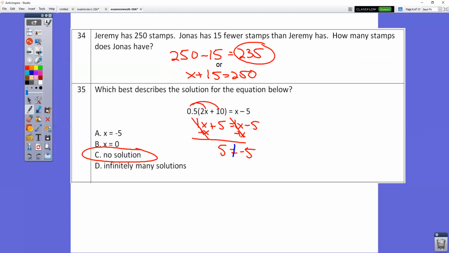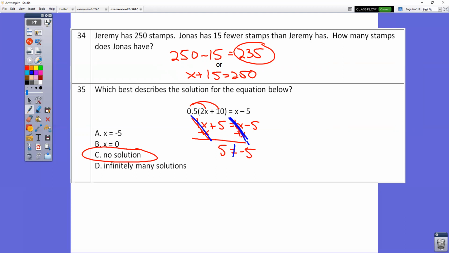In number 35, pay close attention to this one. This is one that a lot of people get wrong. We're solving the equation. Take the number outside, do the distributive property. So we get 1x plus 5 equals 1x minus 5. Solving the equation, we would subtract 1x from both sides. When you subtract 1x from both sides, these x's cancel out, these x's cancel out. All that we're left with is 5 equals negative 5. All of our letters are gone. We have 2 numbers that are not equal to each other, so that is no solution.